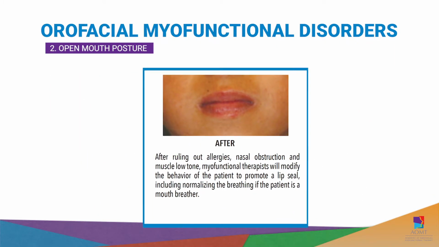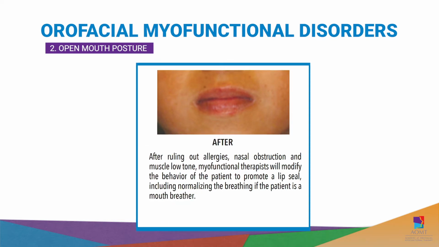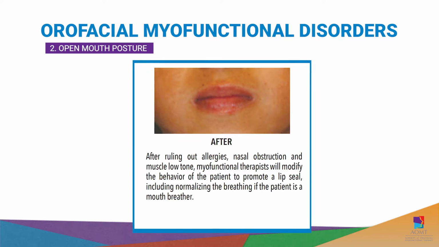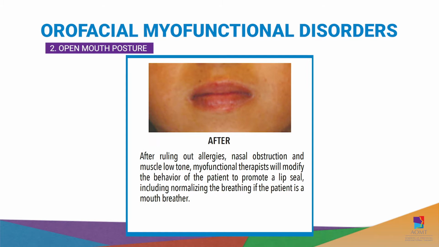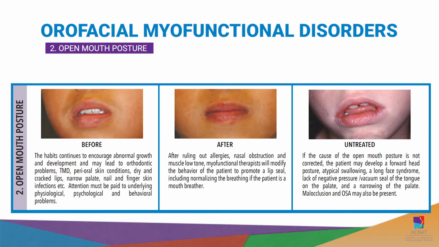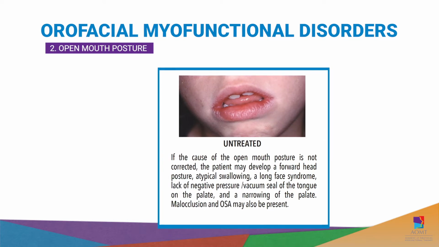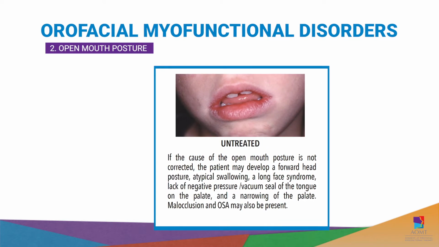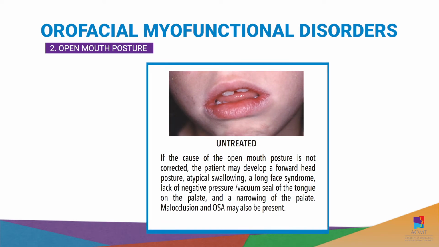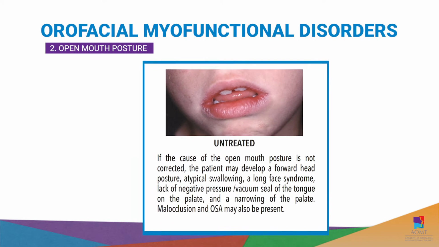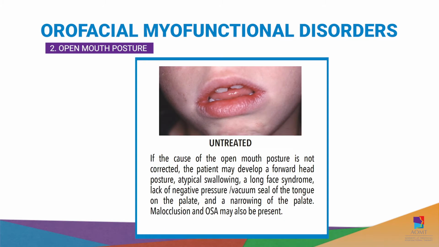After ruling out allergies, nasal obstruction, and muscle low tone, OMT therapists will modify the behavior of the patient to promote lip seal, including normalizing the breathing if the patient is a mouth breather. Untreated, if the cause of the open mouth posture is not corrected, the patient may develop a forward head posture, atypical swallowing, long face syndrome, lack of negative pressure, or a vacuum seal on the tongue and the palate, and a narrowing of the palate. Malocclusion and OSA may also be present.